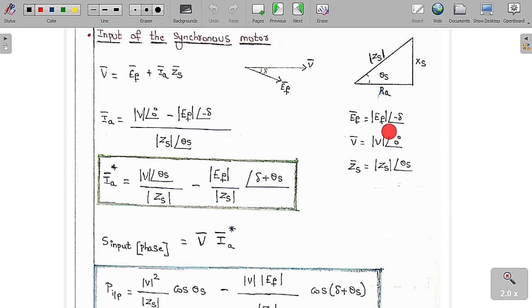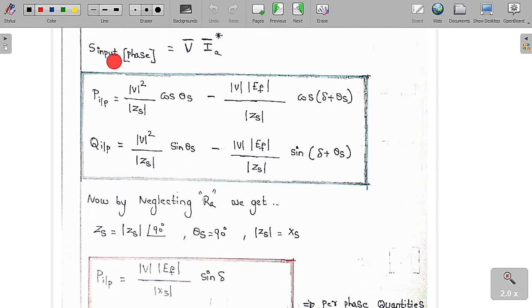EF bar is equal to mod of EF at an angle of minus delta. V bar is equal to mod of V at an angle of 0 degree. And ZS bar is equal to mod of ZS at an angle of theta S. So now, if you want to know the expression of the complex input power per phase, which is V bar, IA bar, whole conjugate. So this is called the complex power, which is input per phase. It is a per phase diagram, so we are going to get the expression per phase. The complex input power per phase is equal to V bar, IA bar, whole conjugate.